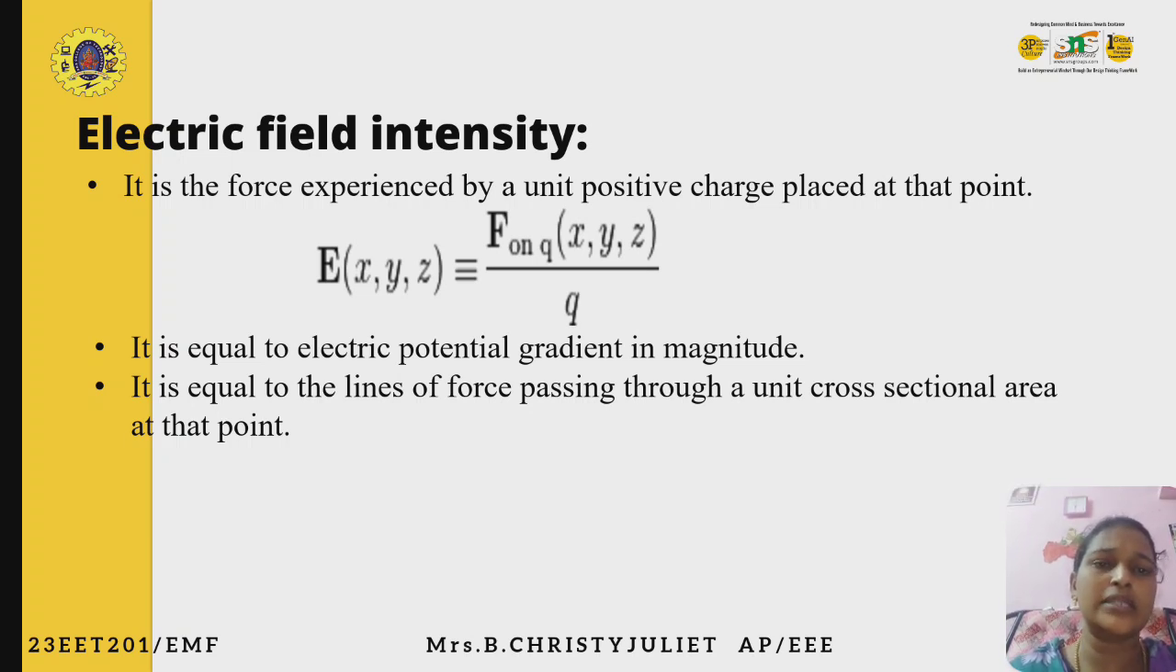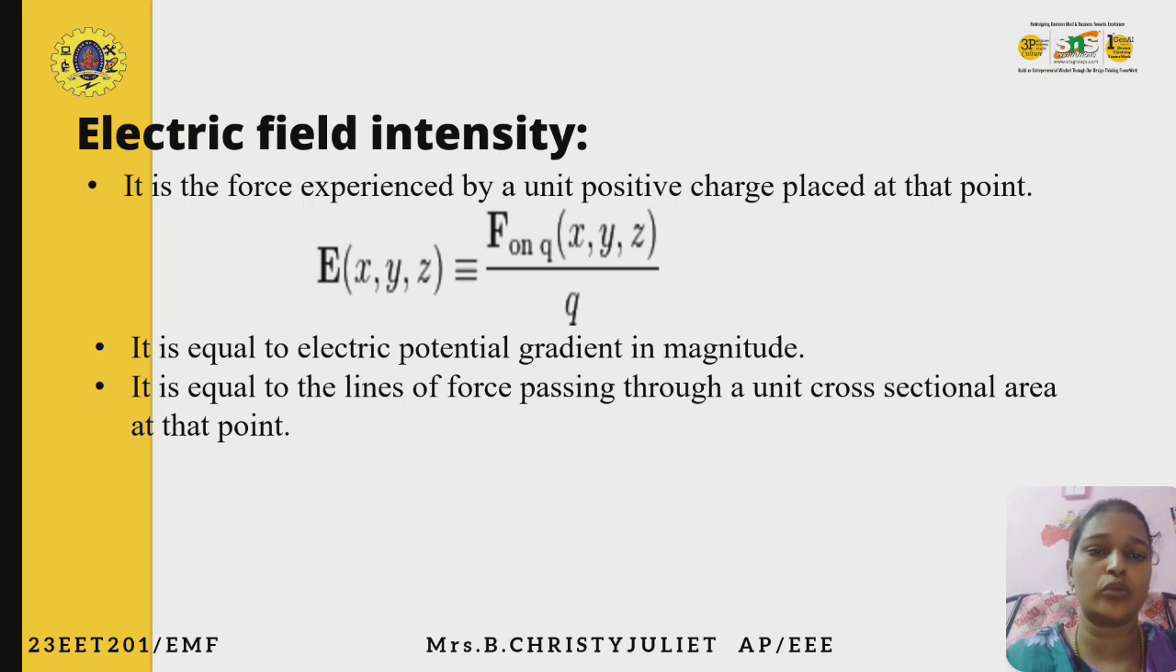Here this electric field intensity is equal to the electric potential gradient in magnitude, and also it is equal to the lines of force passing through a unit cross-sectional area at that point.